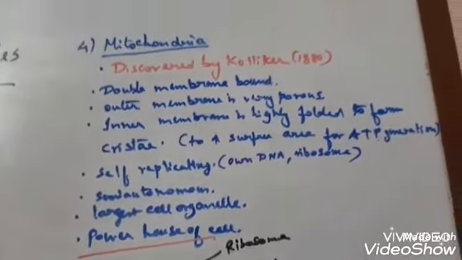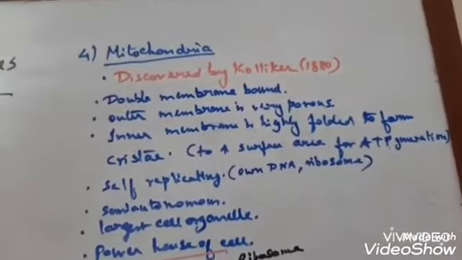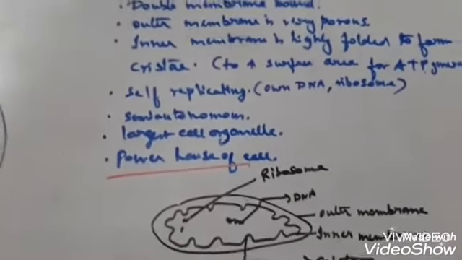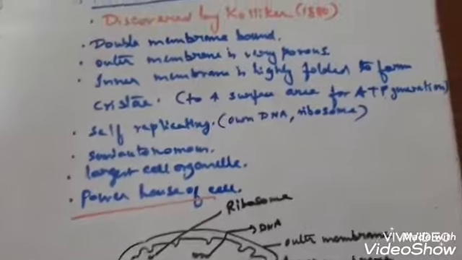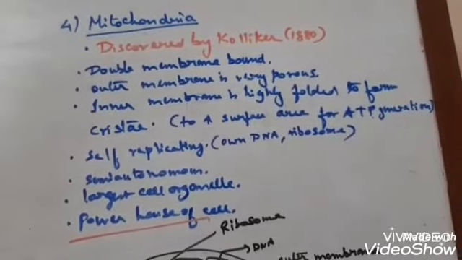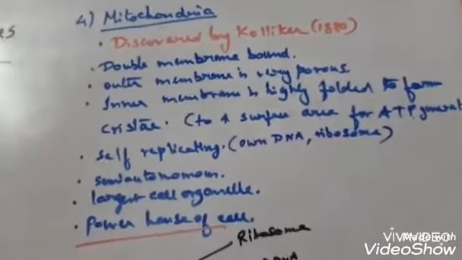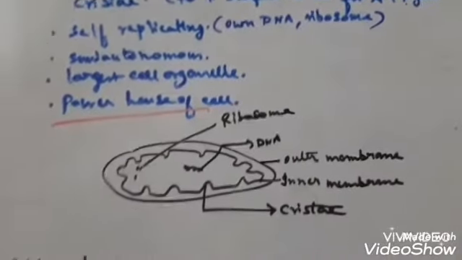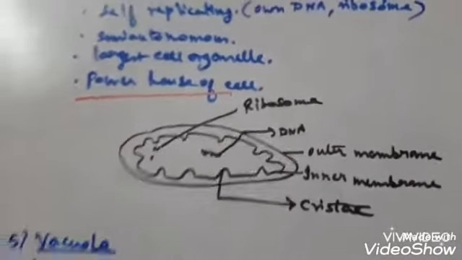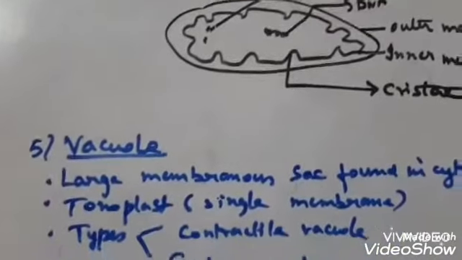If you study further about the ultrastructure of the mitochondria, then you can see the inner membrane also has the F1 particle and F0 particle, which is not the topic here in class 9. Next cell organelle is vacuole.